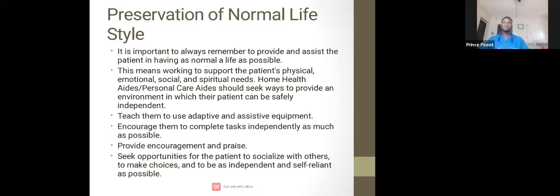So you teach them to use adaptive and assistive equipment like the crutches, the walkers, the wheelchair. We encourage them to complete tasks independently as much as possible. If the legs are not working, that doesn't mean the hands are not working. Such a person may at least be able to wear some shirts for themselves, be able to brush by themselves, may even be able to feed themselves. But you don't do everything for them. At least allow them to perform some tasks independently as much as possible.